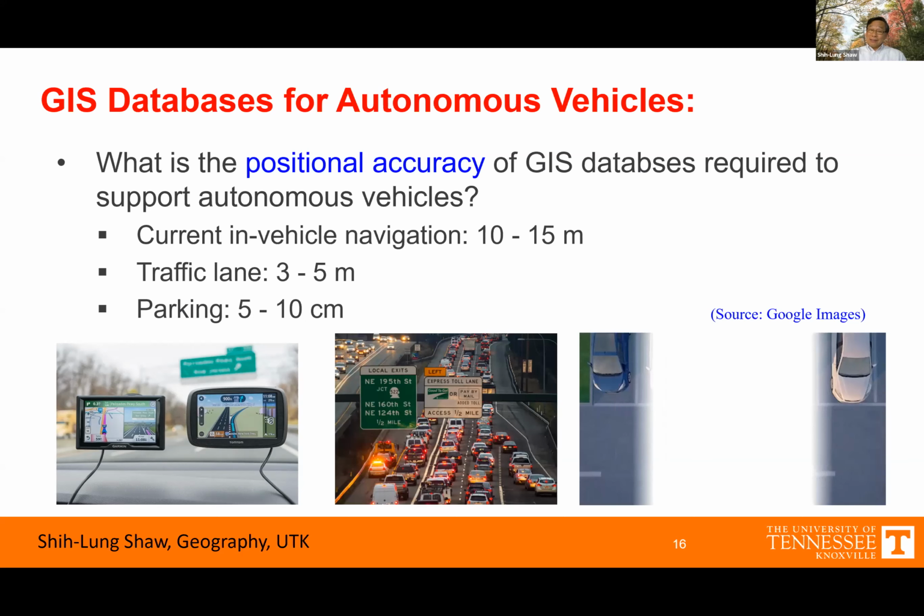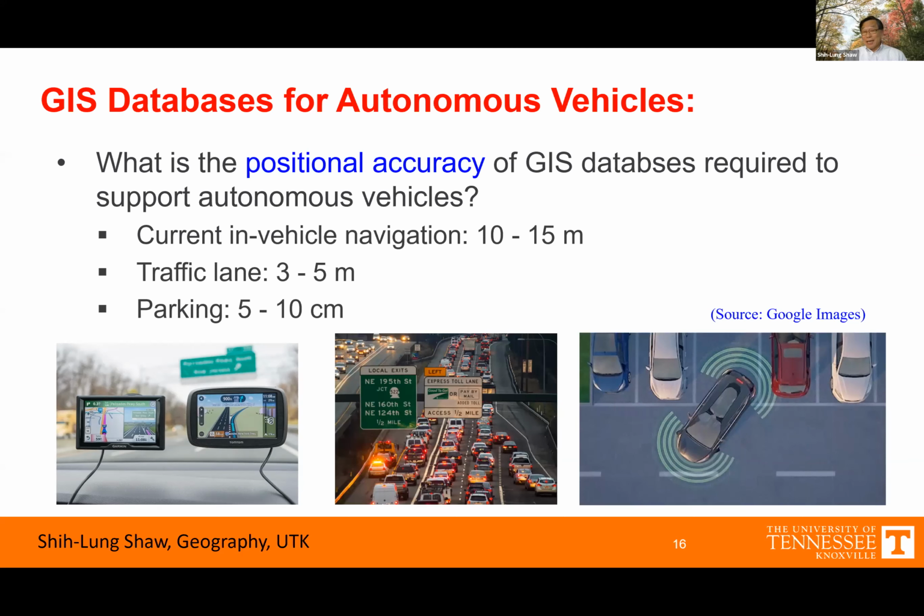But how about parking, especially in big cities? Okay, we are talking about probably 5 to 10 centimeter positional accuracy. So the question is, is it feasible to build a global GIS database at a positional accuracy level of 5 to 10 centimeters? The answer is probably yes, technologies are there, but it can be very time consuming and costly. And also, how often can we update that database at this level of positional accuracy?